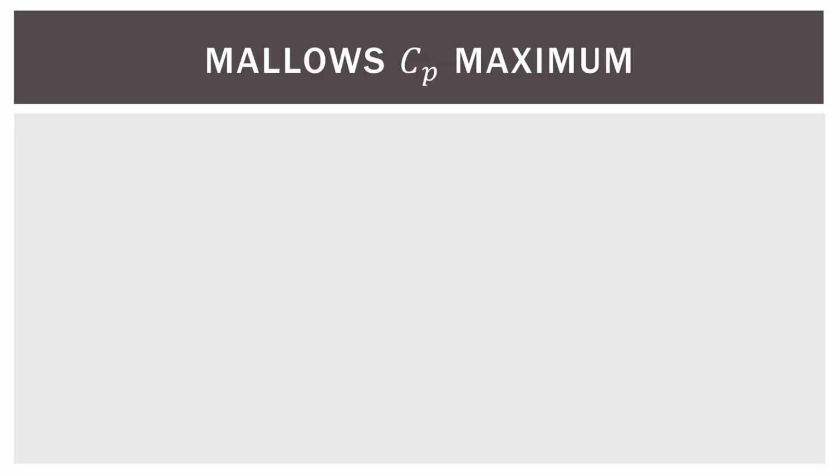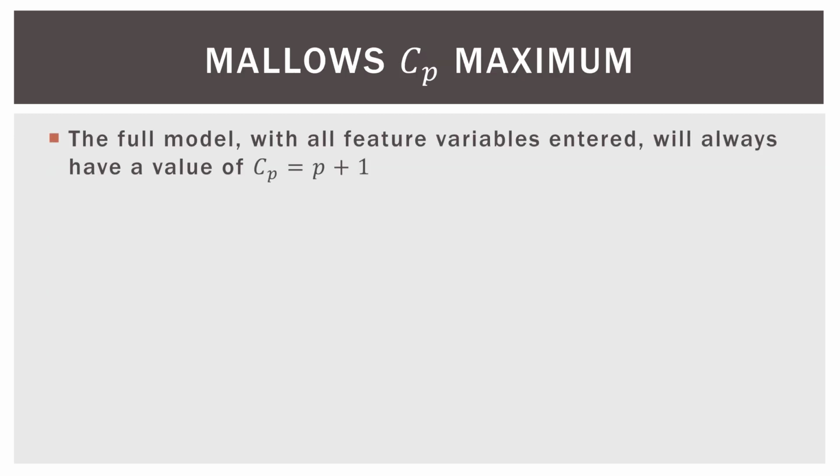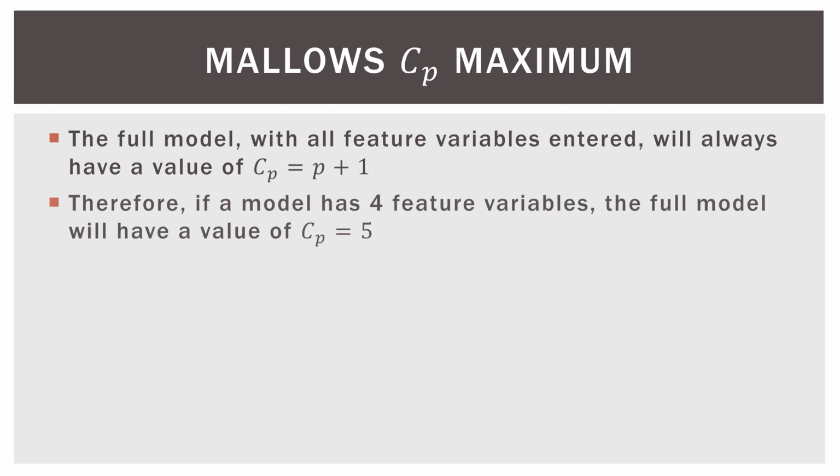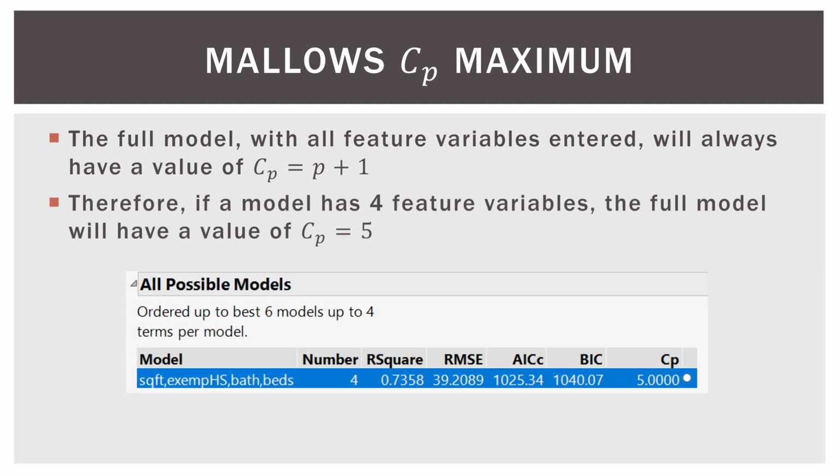So Mallows Cp has a maximum value. The full model with all features present will always have a value of P plus 1. Therefore, if a model has 4 feature variables, the full model will have a value of exactly 5, which is P plus 1. And we can see that in the computer output below.